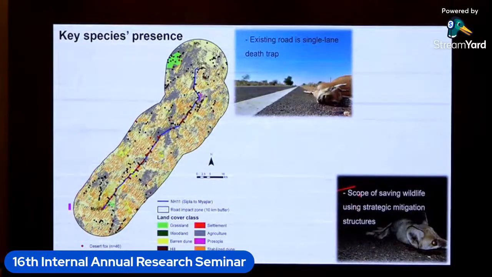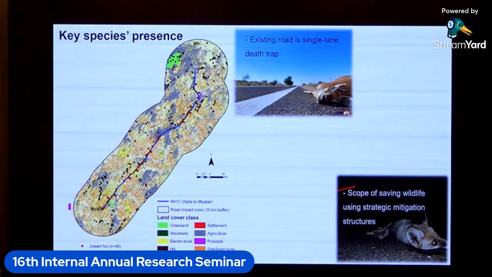This is the distribution of key species. The black points show the records of Chinkara and the red points show the desert fox records, in respect to land use cover classes. The current existing 5 meter road does not have any mitigation structure, which means it is a death trap for many wildlife species. But upgrading the road to a double lane gives us the opportunity to provide strategic mitigation structures, so there is scope for saving wildlife from road collision.